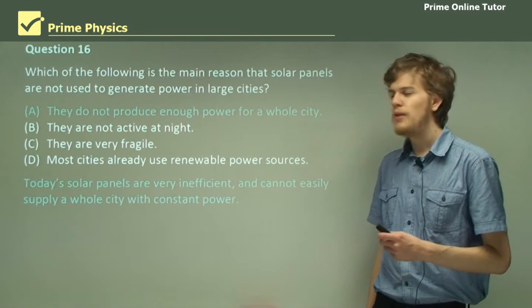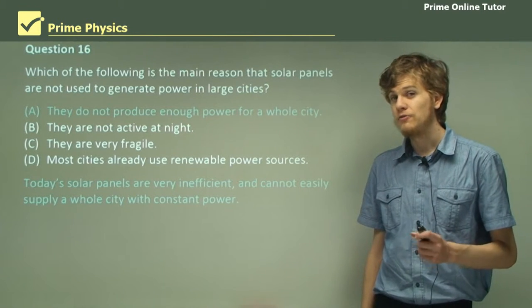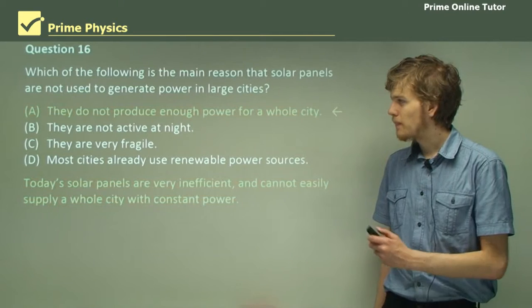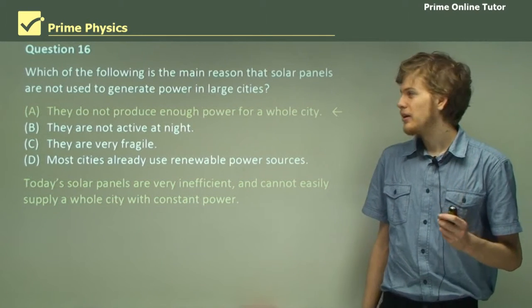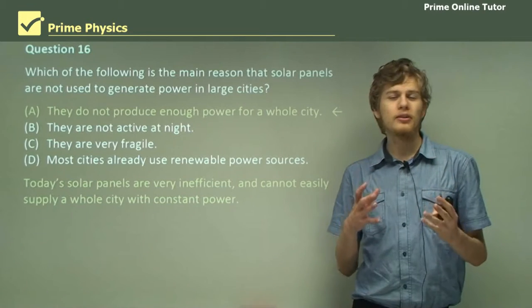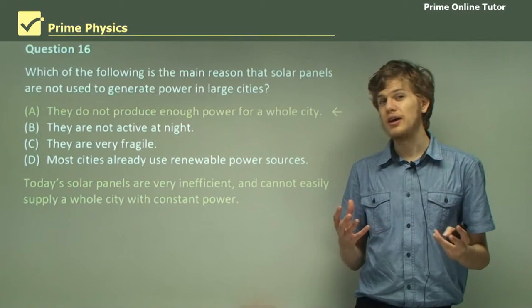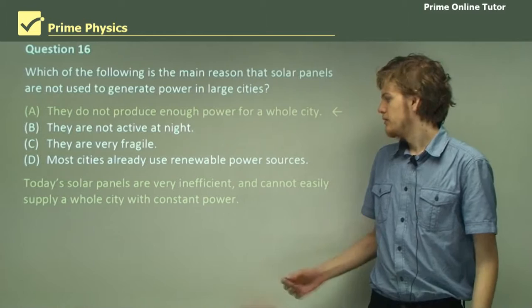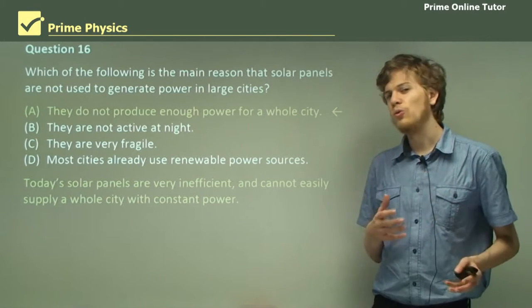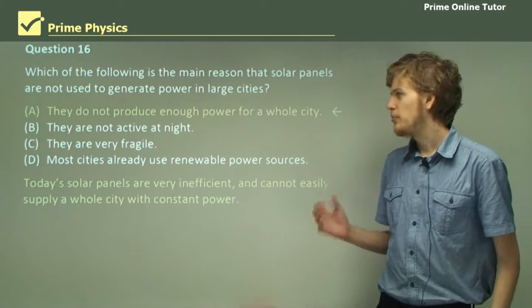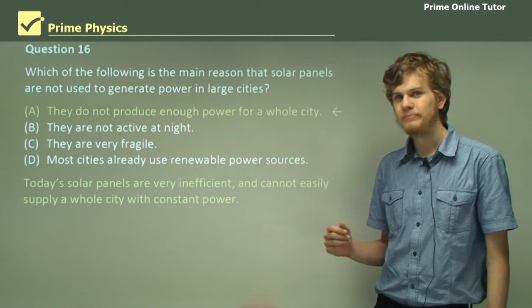They do not produce enough power for a whole city. And in fact, this is the correct answer. Today's solar panels are quite expensive and quite inefficient. It means that we would need a very, very large amount in order to power an entire city. And so instead of this, we tend to use things like coal or nuclear power to power the city rather than solar power.